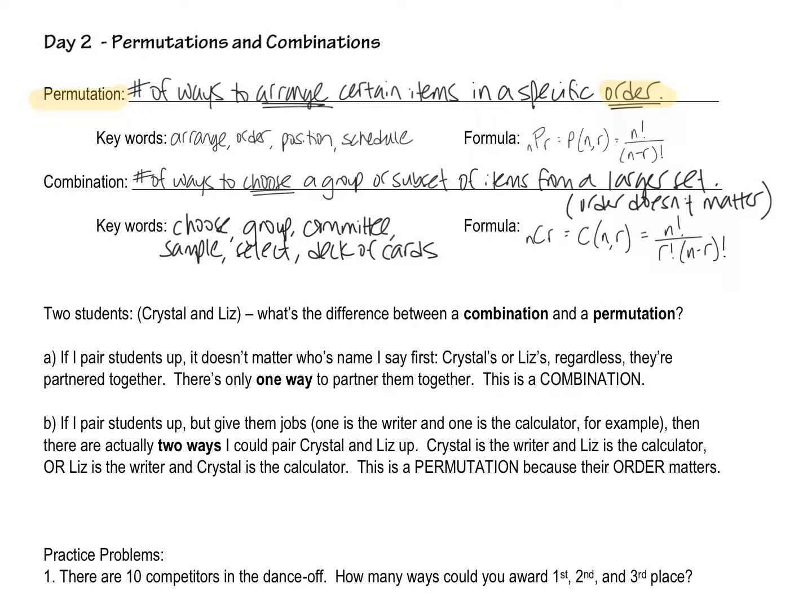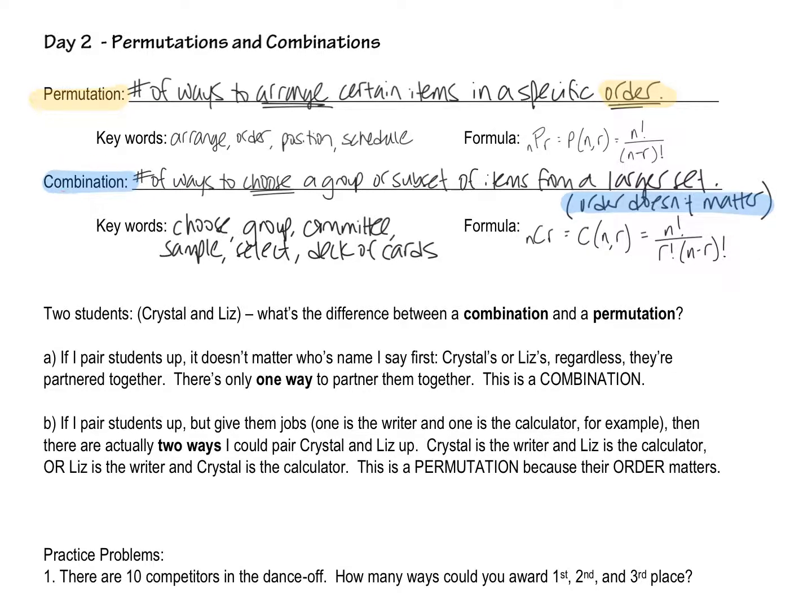A combination, on the other hand, is where order doesn't matter. You're just simply putting people into groups. It doesn't matter whose name I call first because you're all going to be in the same group. So I also have some keywords and some formulas for you just to get copied down here. Keywords for permutation when order matters is arrange, order, position, schedule, because you're thinking like first, second, third is important.